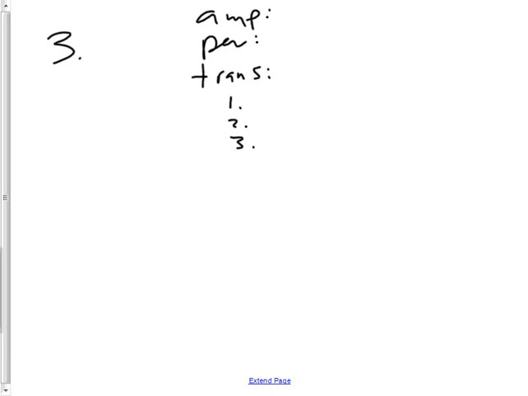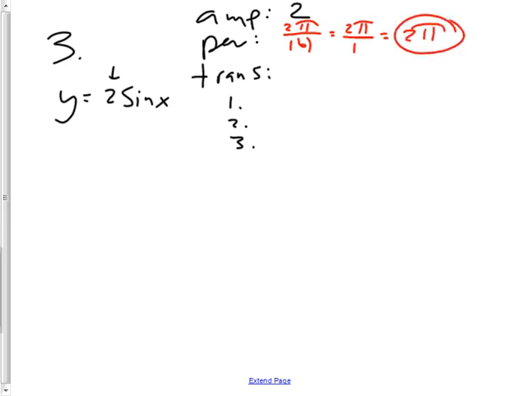Okay, so for number 3, what is the amplitude? Very simple answer. What is it? 2. The number that's in front. It says y equals 2 sine x. That's the amplitude. Okay, what's the period? Oh, gotta have a formula. What's the formula for that? 2 pi over b. Technically 2 pi over the absolute value of b. And what is b? 1. So it's 2 pi. The amplitude is 2, and the period is 2 pi.